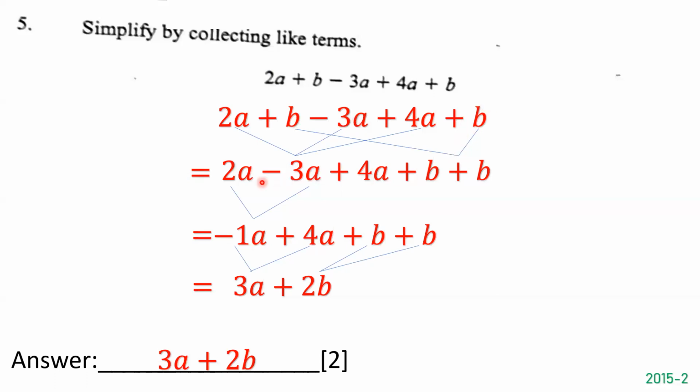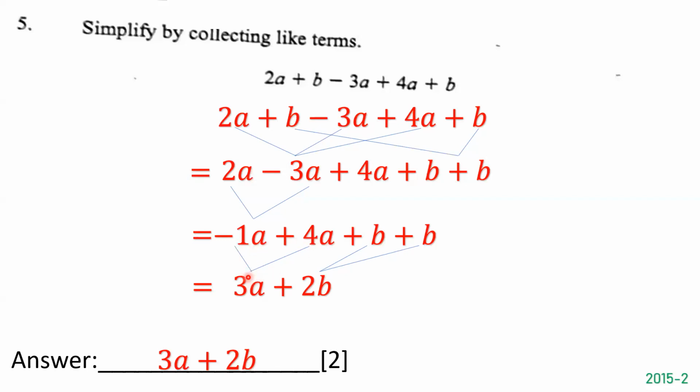And so let's perform the operations on the like terms. Let's begin with the a's. 2a minus 3a is going to be negative 1a, because 2 minus 3 is negative 1. Okay. Now we bring down the 4a, we bring down the b plus the b. Now we say negative 1a plus 4a. Well, negative 1a plus 4a is definitely 3a, because negative 1 plus 4 is 3.